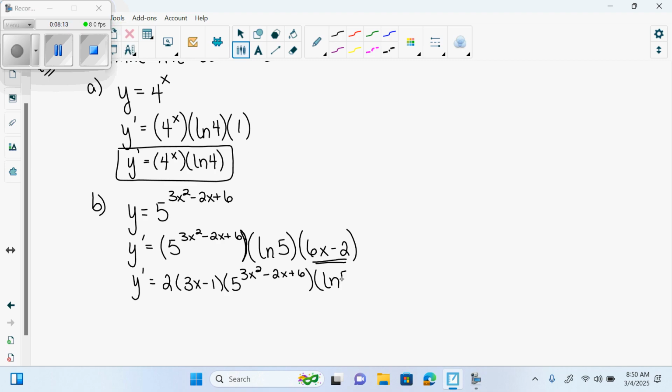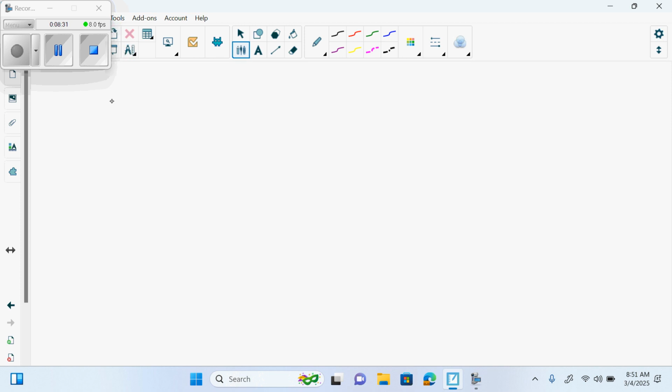Does the order in which we write these chains matter? The chains are being multiplied, correct? Does the order of multiplication matter? No. You could write them in any order. Okay? Okay. C. You try this one.